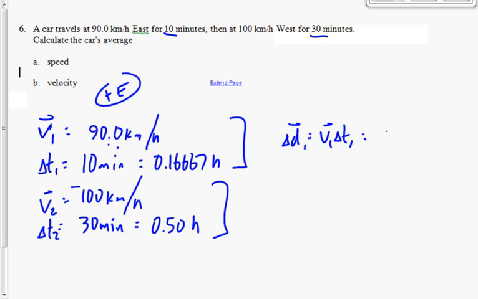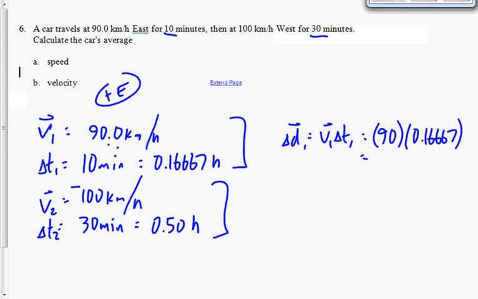We're going to say 90 kilometers per hour times 0.16667. That's going to give me 15. Is that right? Anybody have that number? Is that 15? 15.3? I think it might be 15. Exactly.